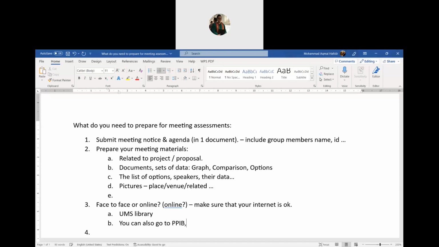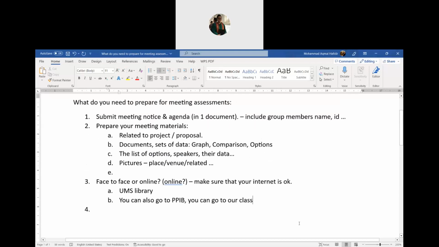You can come to the class actually. You can go to our class. So if it's face to face, you can actually go to class and then everybody can bring your laptop or tablet, then you can sit in a circle facing each other, and I will evaluate you based on that. But if it's online, then you have to make sure that your internet is okay, then you can take the assessment. So I'm considering this to be online.